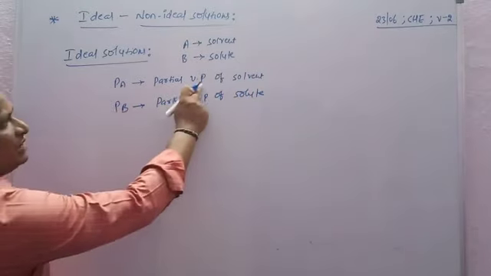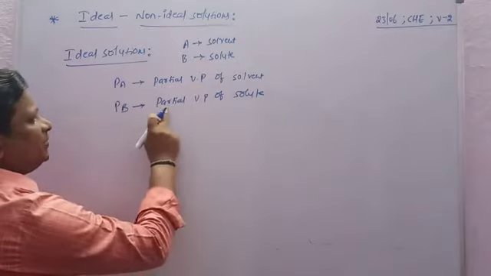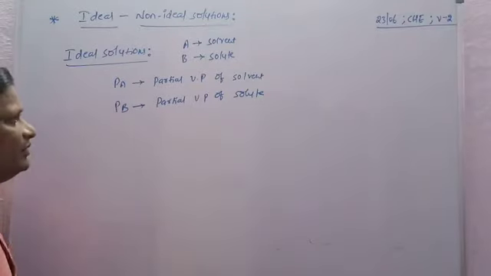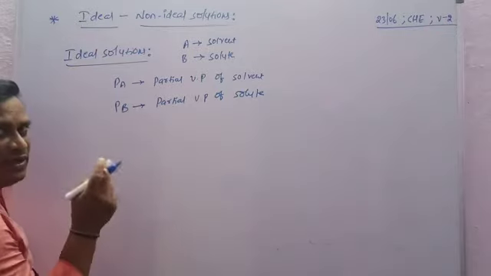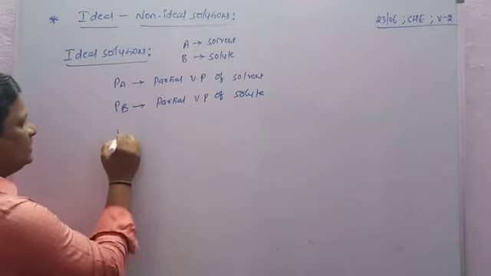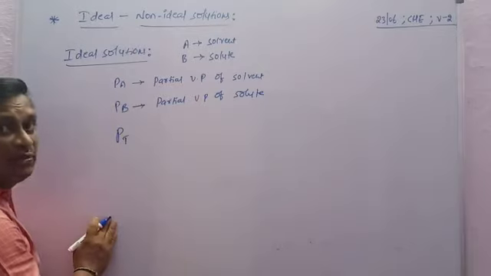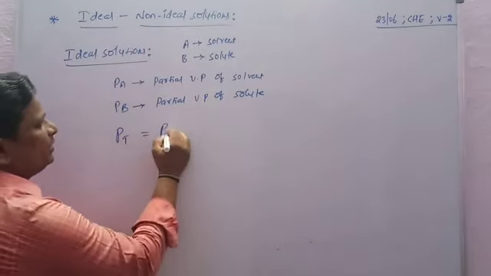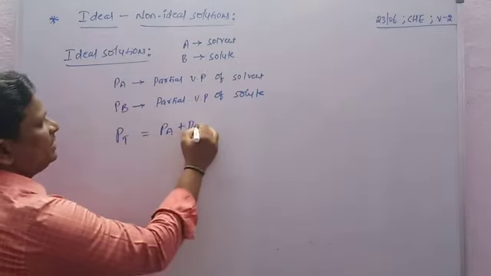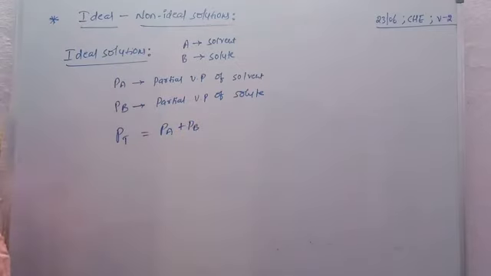PA is the partial vapor pressure of the solvent, PB is the partial vapor pressure of the solute. So PA plus PB equal to PT. PT means total pressure. So total pressure equals PA plus PB, according to Dalton's law of partial pressure.